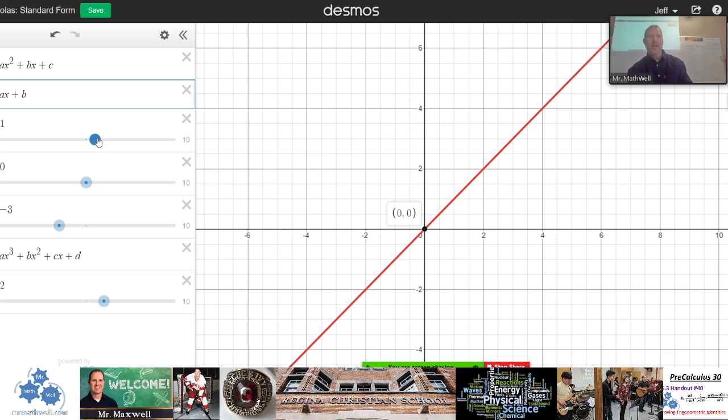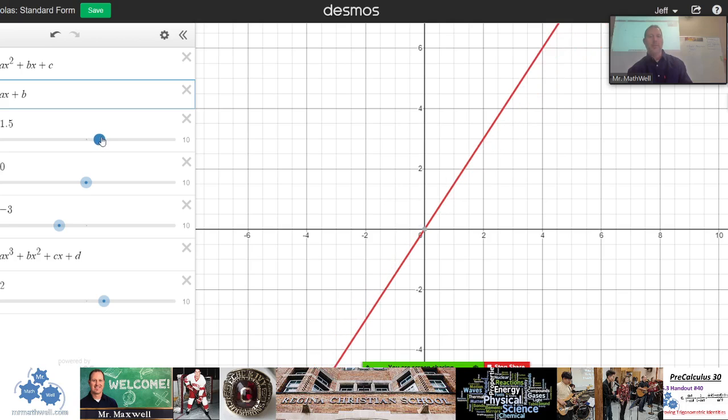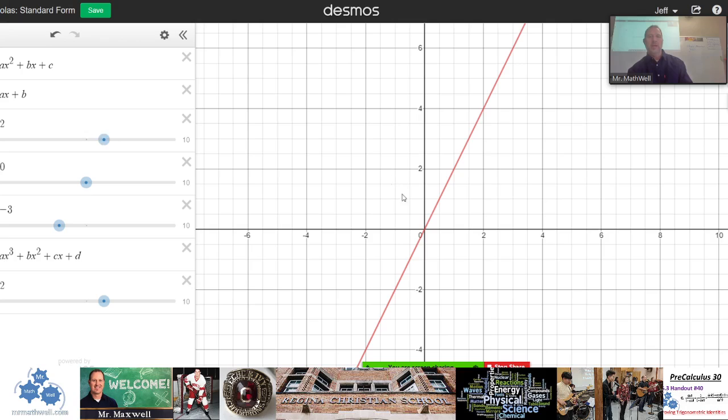If I change this a, I'm going to make this a larger. Look what happens to the line. The slope gets larger. Here we have a run of 2, rise of 4. So what's 4 divided by 2? That's 2. It equals the a over here. Okay, so what about the b value? Do you remember what the b is in y equals mx plus b?